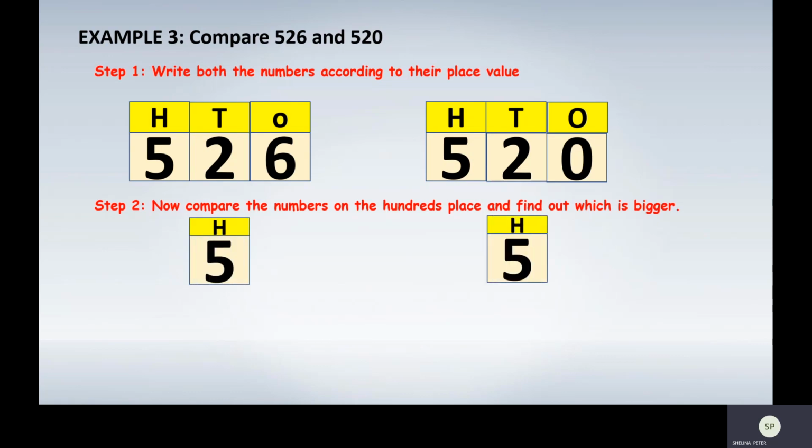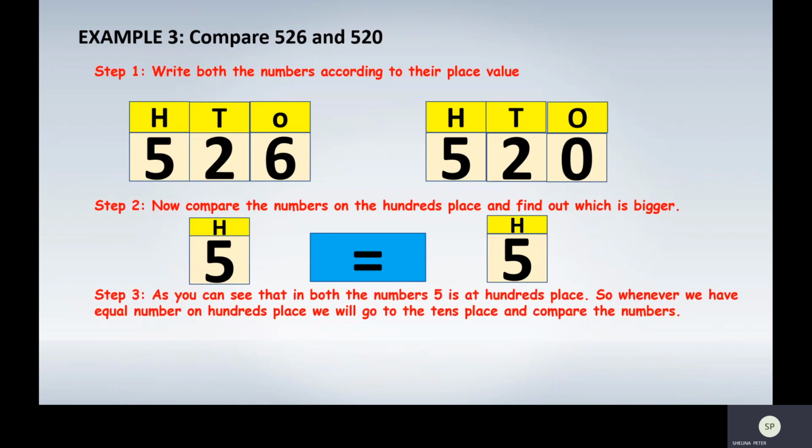So which is bigger? Absolutely correct. Both are equal. So we cannot find out which is the bigger number. Then what are we going to do? Exactly. We are going to go to the tens place. As you can see that in both the numbers, 5 is at hundreds place. So whenever we have equal numbers at hundreds place, we will go to the tens place and compare the numbers.